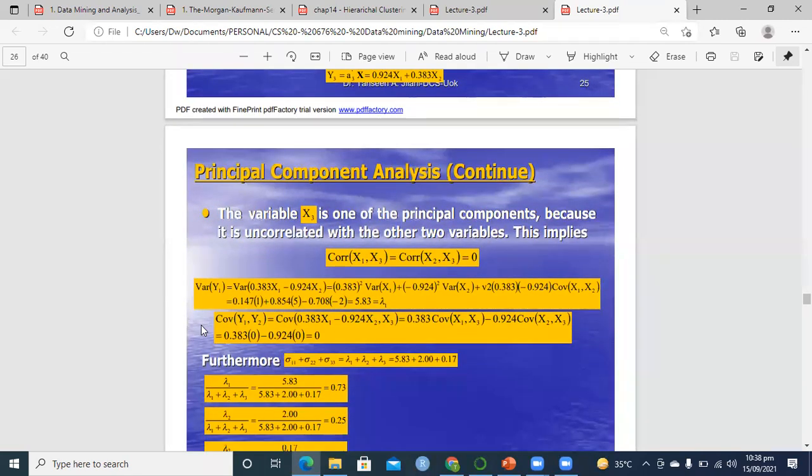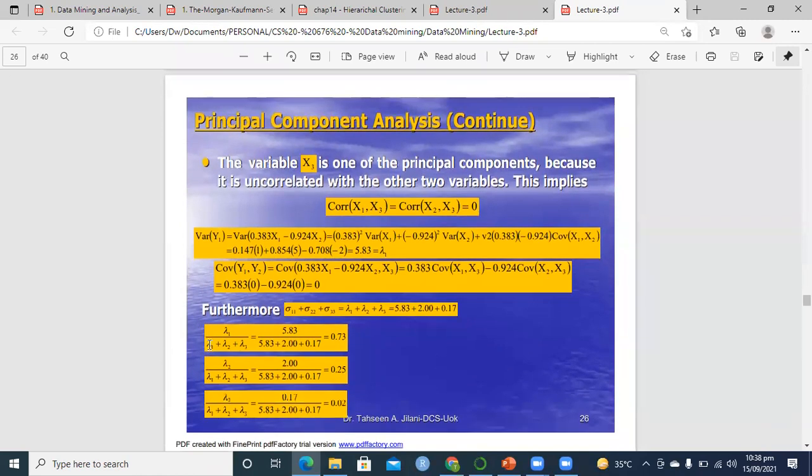So how to see? One thing that you have to do is relative change. So you see lambda 1, if you divide lambda 1 by the sum of lambda 1, lambda 2, lambda 3, 5.83 divided by the sum of this, it is giving me 0.73. This 0.73 represents that 73% of the variations of that original 3 by 3 matrix are due to lambda 1 or the first principal component.